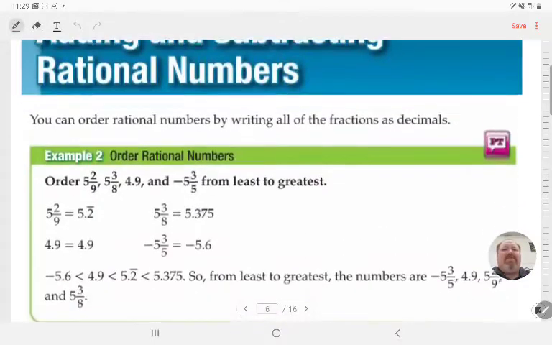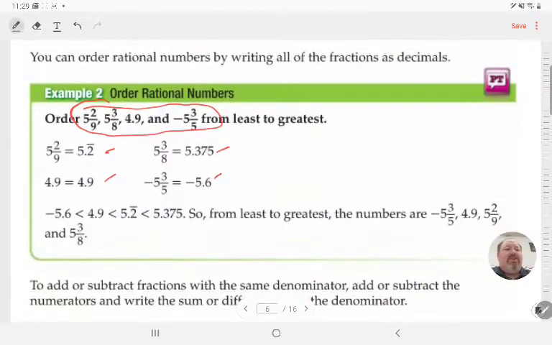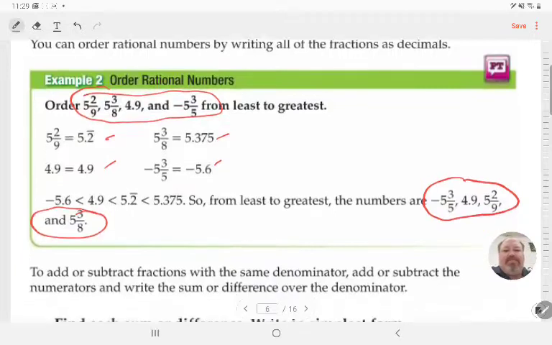Let's do adding or subtracting rational numbers. So you can order rational numbers by writing all of the fractions as decimals. Again, just like I showed you earlier, you take all of these numbers, all of these fractions, and write them as decimals. Then you put them, whatever it's telling you, in this case, least to greatest. So you put them in order, and then for your final answer, you want to have them listed in the original form. Okay? That's important that it's listed in the original form.